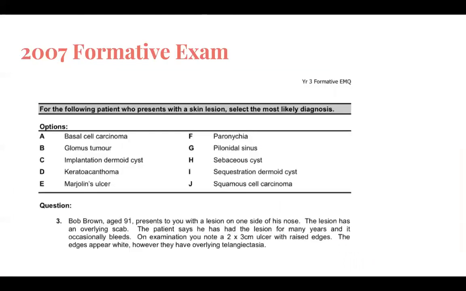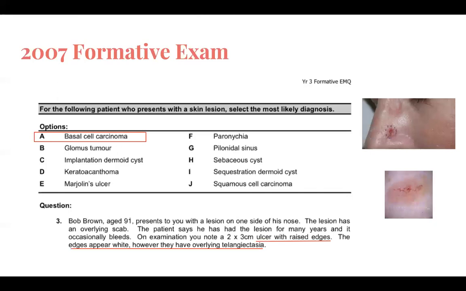So here's an exam question. Bob Brown, 91, presents to you with a lesion on the side of his nose, has a scab, has had it for many years and occasionally bleeds, has raised edges. The edges appear white, however, they have overlying telangiectasia. What is this? Yeah, so it's a basal cell carcinoma.